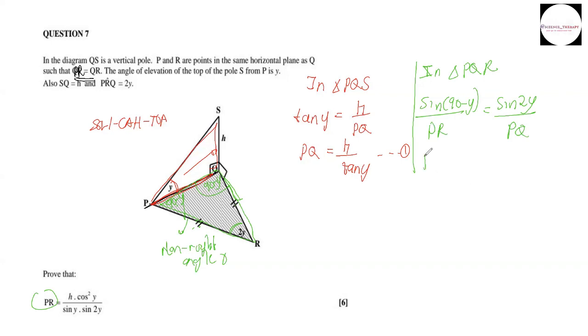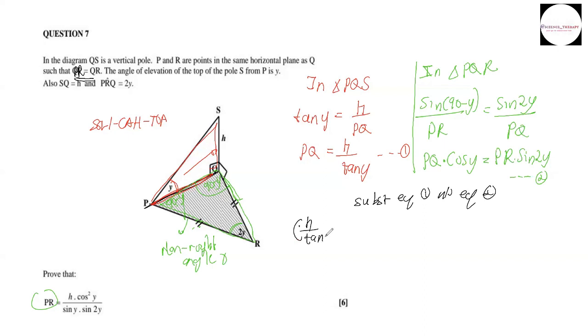If we cross multiply here, this will be PQ, but this is a co-function, so it will give us cos Y. Remember, sine in the first quadrant is positive, and the co-function of sine is cos. Then let's cross multiply and we will end up with PR sine 2Y. Let's call this our equation number 2. Substitute equation 1 into equation number 2. In the place of PQ, we substitute this expression. So this is H over tan Y multiplied by cos Y is equal to PR sine 2Y.